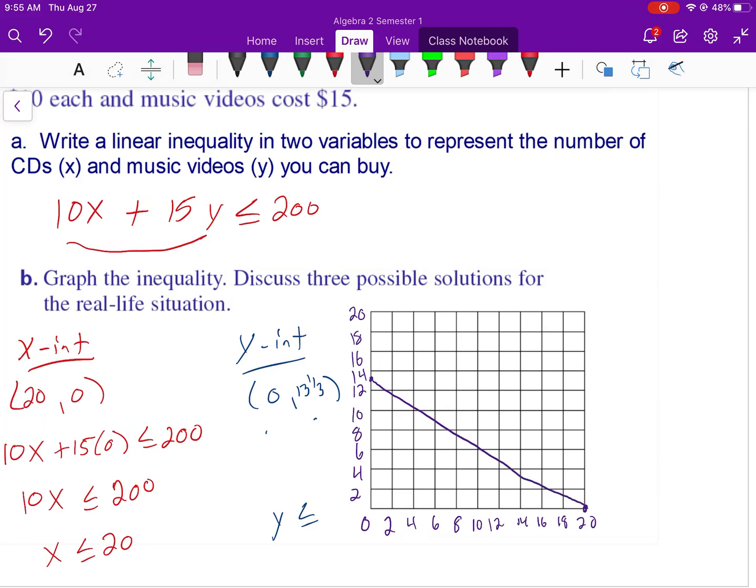And in this case, you actually don't need the arrows just because it's a real life situation. We're not going to buy a negative amount of CDs or a negative amount of music videos. So we just have to worry about the first quadrant in this case.